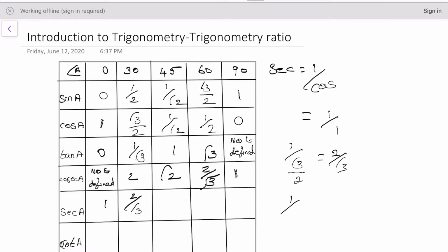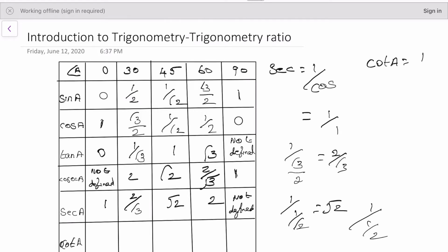1 by root 2 is root 2. Then 1 by 2 is 2. 1 by 0 is not defined, and cot A is 1 by tan A. So 1 by 0 is not defined.